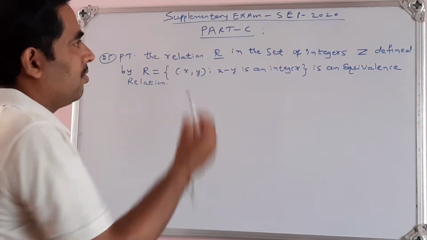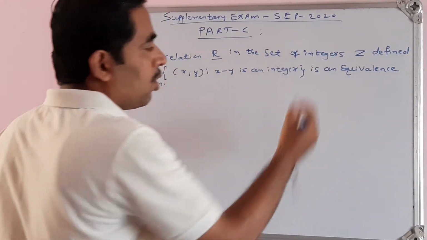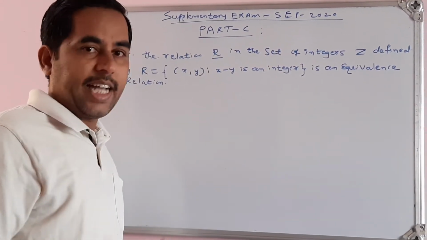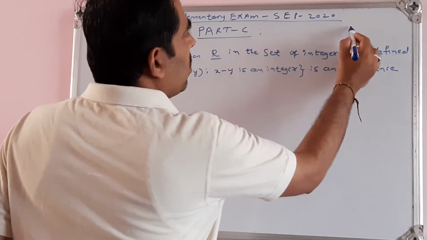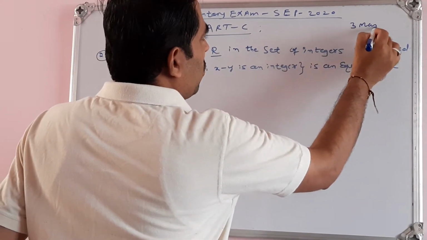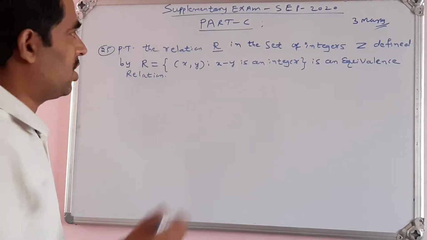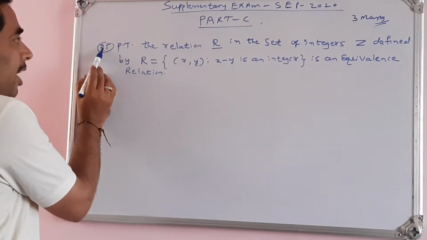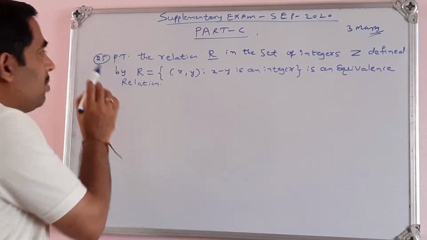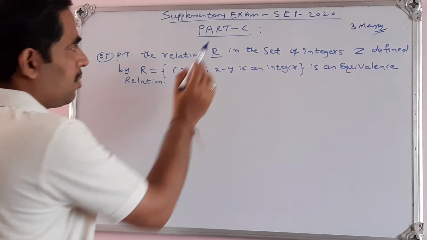In part C, you have to answer any 10 questions carrying 3 marks. So these are all 3 marks questions. Let us continue those questions in part C. Here I have given the number which was in the question paper. See, the 25th question. That is part C.